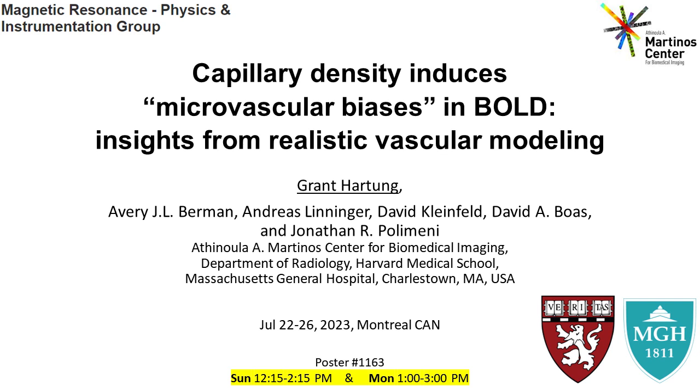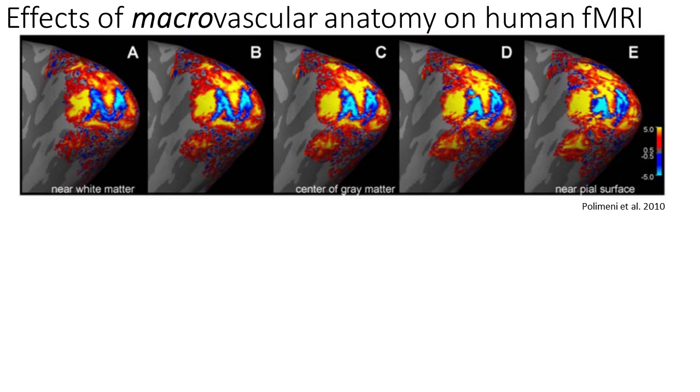from Realistic Vascular Modeling. Large draining veins are well known to impart artifacts in BOLD fMRI, as previously demonstrated here in the visual cortex where the pattern of neural activity is the same across cortical depths, yet the BOLD response in blue has artifacts when measured near the pial surface from large pial veins.